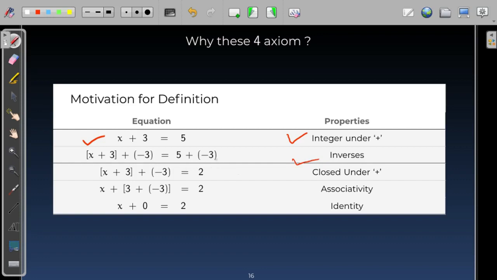And then we are going to solve the right hand side, 5 plus minus 3, and we are able to do this because we are sure this result is going to be in our group. So this is closed under addition, and that's why we are able to do it. And then on the left hand side, we are going to change the order of these operations. Why are we able to do it? Because it is going to be associative, so associativity must be there. And then 3 plus minus 3 is equal to 0, and 0 is again our identity element. So identity. So these 4 rules must be there to solve this equation.